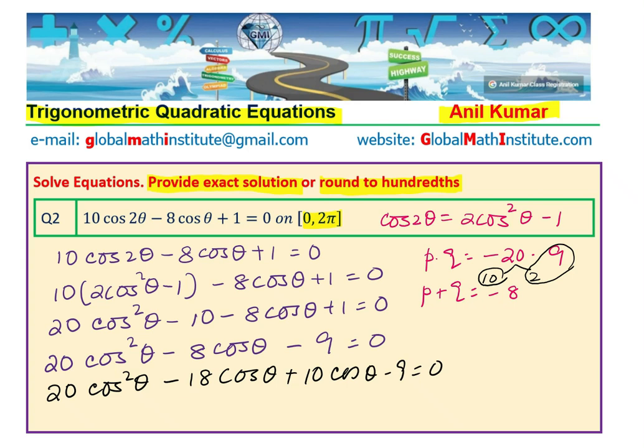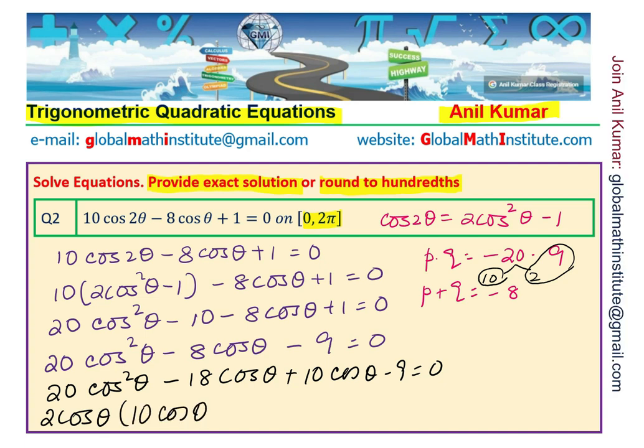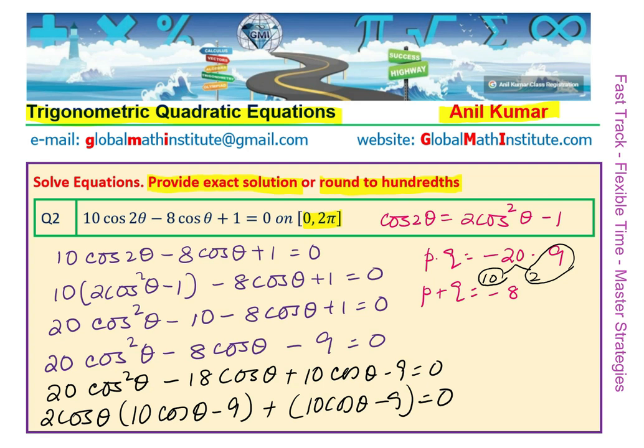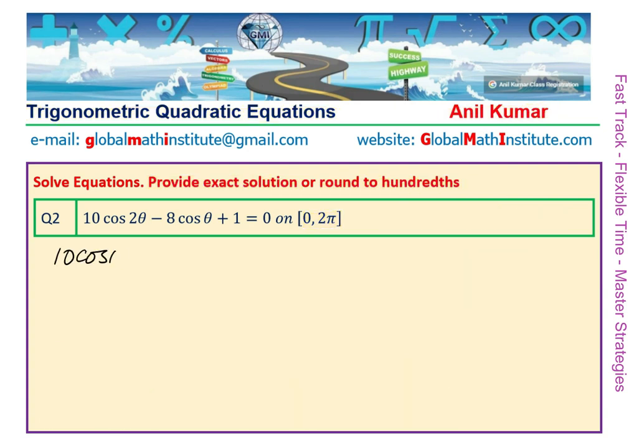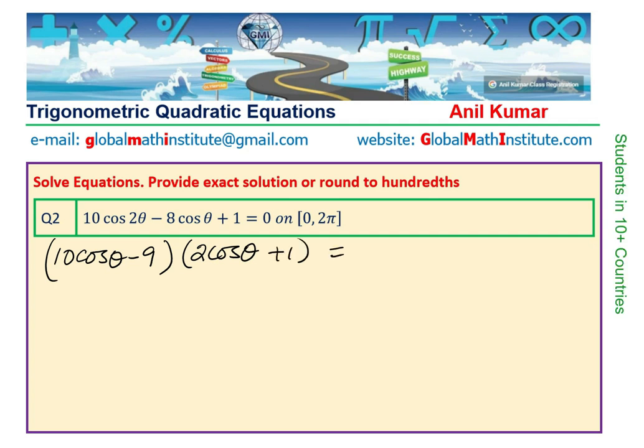Now we can factor 2 cos theta, right? And we get 10 cos theta minus 9. We already have 10 cos theta minus 9. So, in the final stages of factoring, 10 cos theta minus 9 can be factored out, and we get 2 cos theta plus 1. Great. Let's continue from here on a new page. So we'll have 10 cos theta minus 9 as one of the factors, and the other one is 2 cos theta plus 1, equals 0, correct?